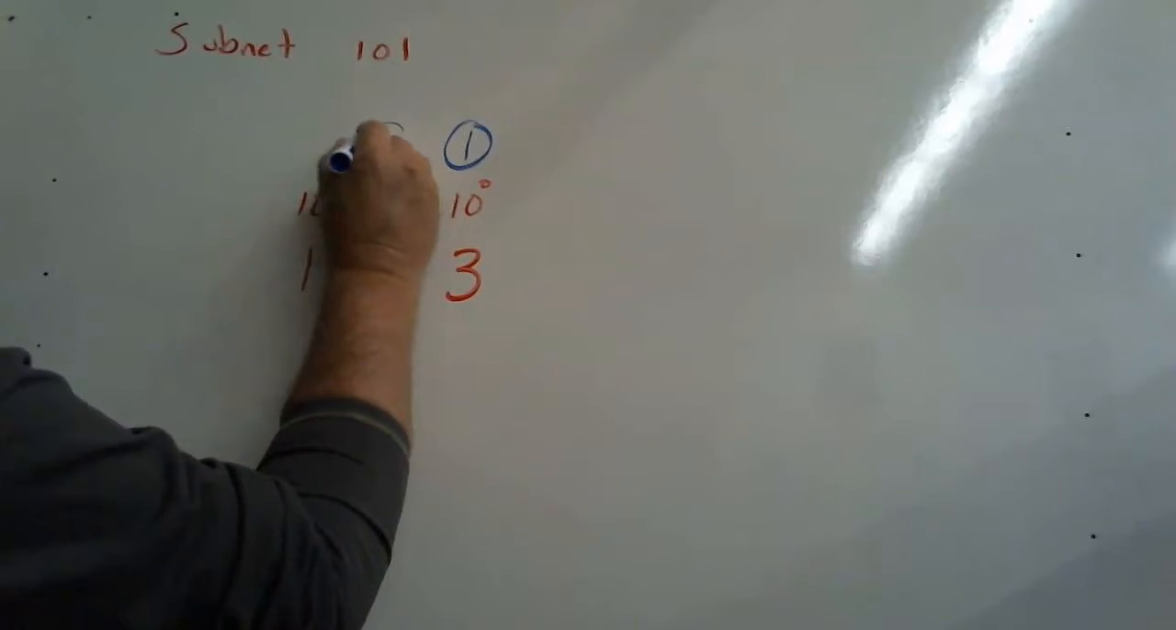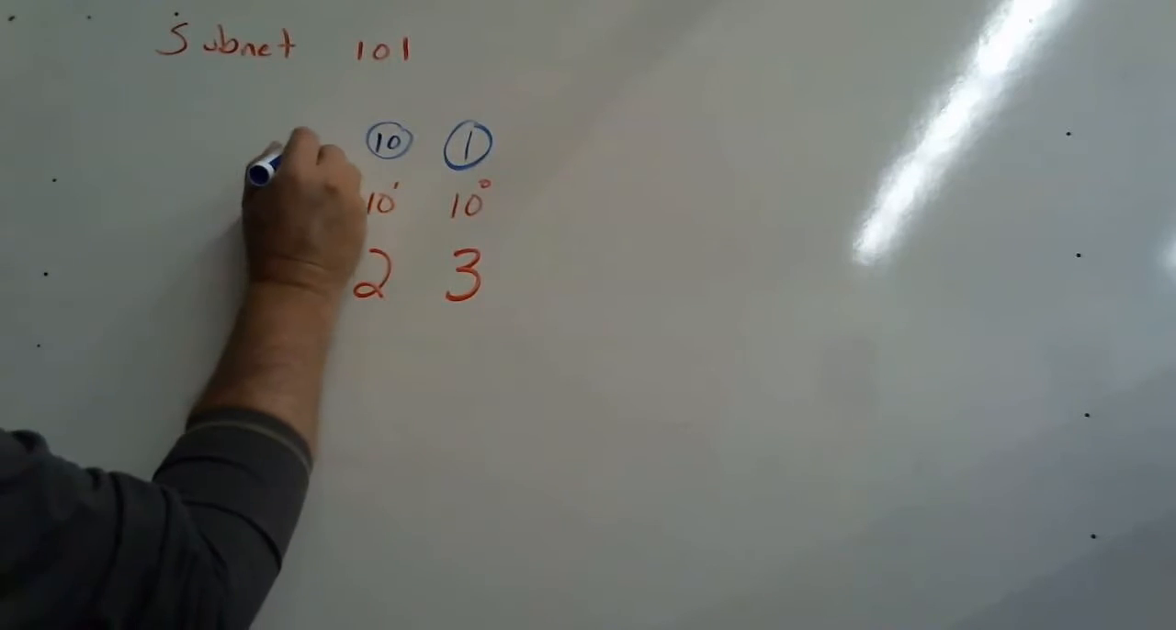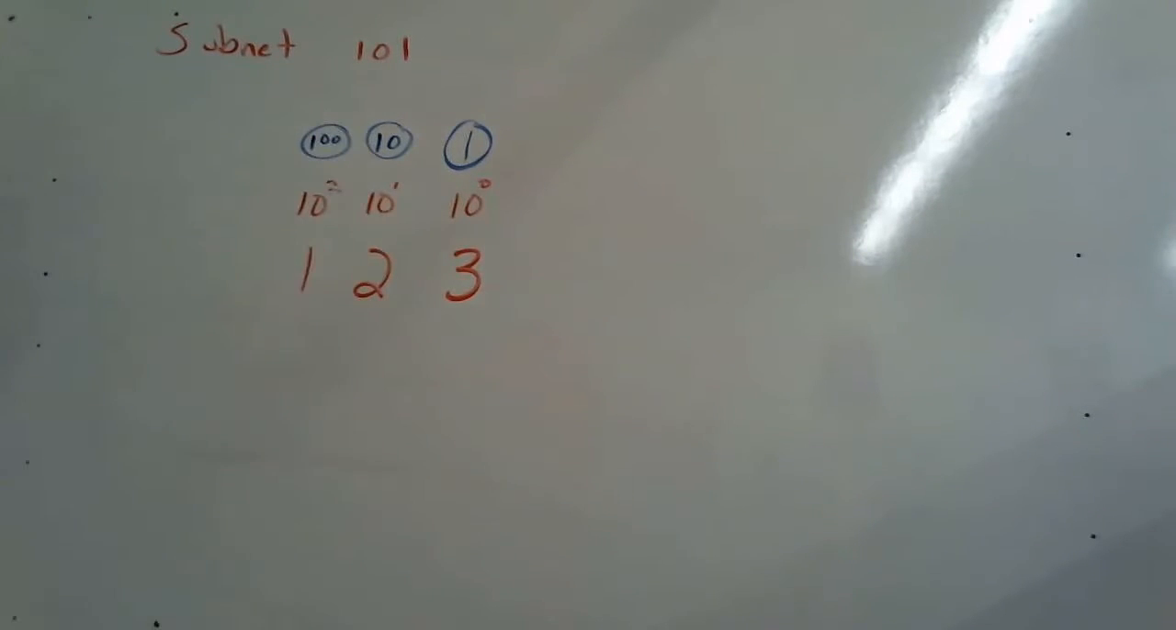Anything to the first power is worth whatever the base is. If it's a base 8, it would be worth 8. If it was a base 16, it'd be worth 16. Since this is a base 10, it is worth 10. And then, of course, when we go over to 10 to the second, that means we take the base and we multiply it by itself, or 10 times 10. 10 times 10, of course, equals 100.